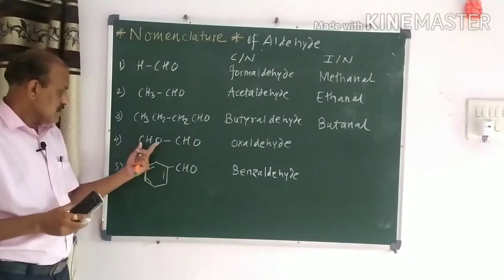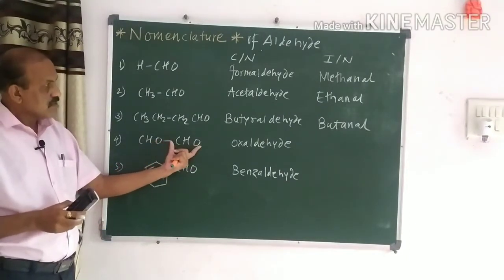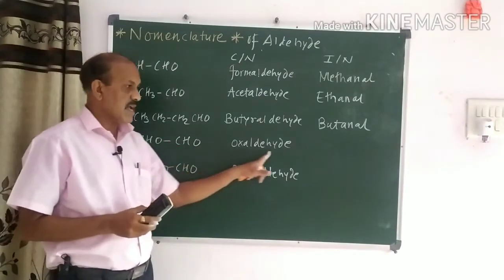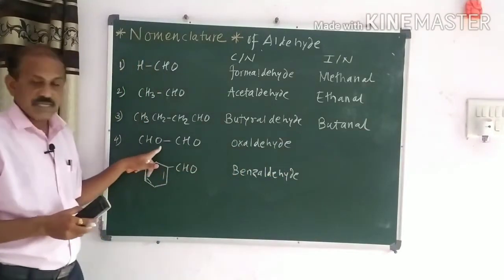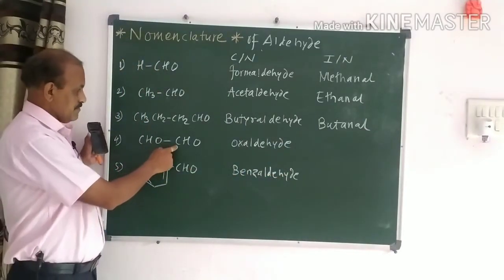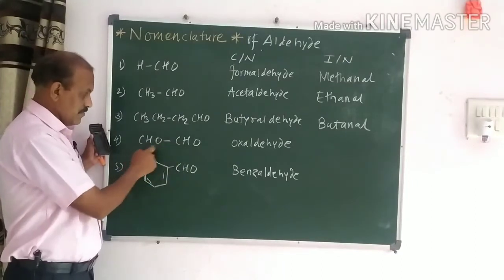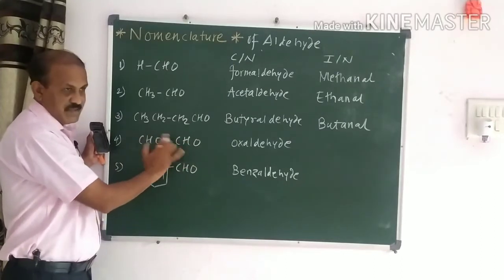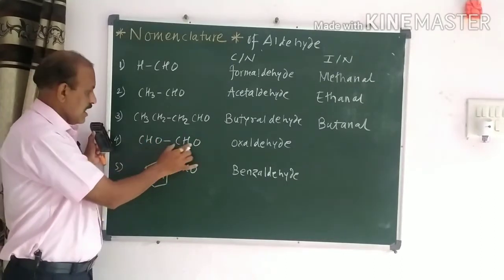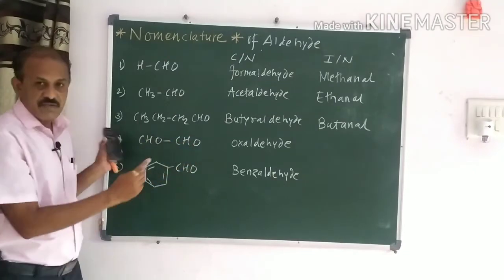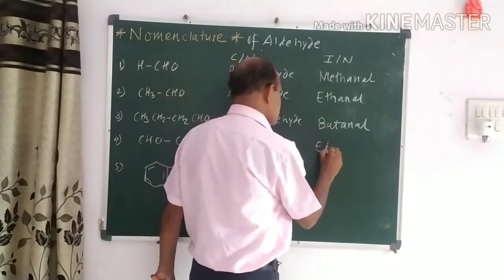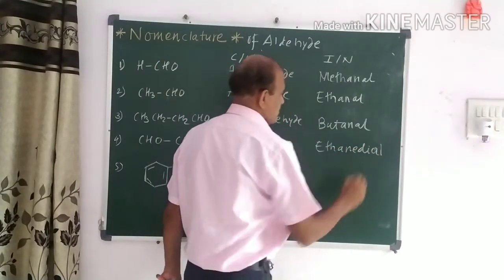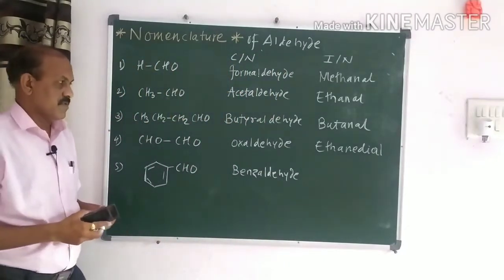Now the next compound is CHO-CHO. Here there are two aldehyde functional groups present. This is called oxaldehyde. Again, if you observe, as there are two functional groups CHO, the corresponding alkane of this is ethane, and as two functional groups are present, we have to give the name like ethanedial. So it is important here.